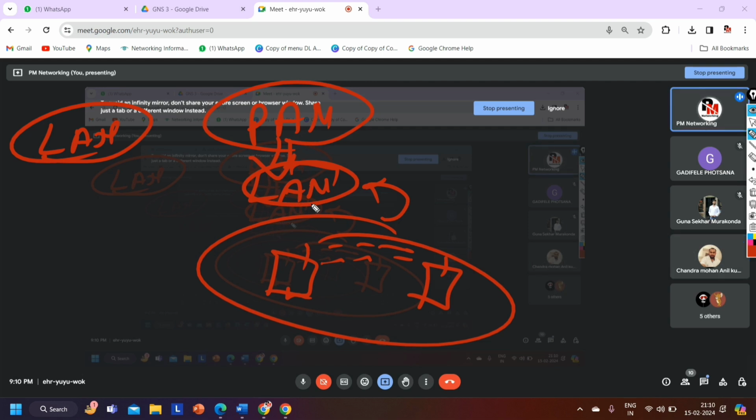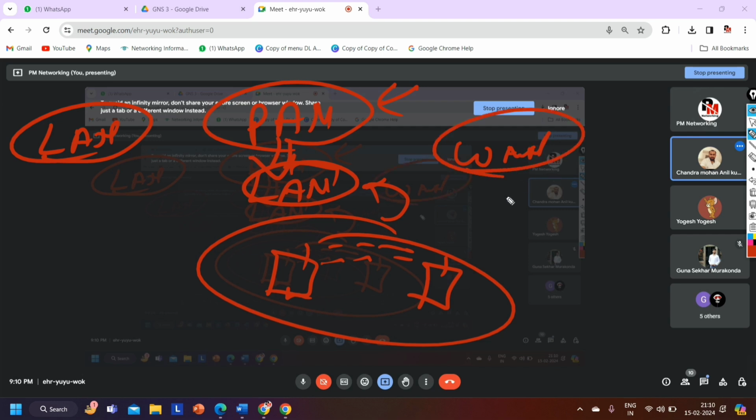So which network type is, guys, the smallest? PAN. And the largest? WAN. And how many types of network do we have between PAN and WAN?